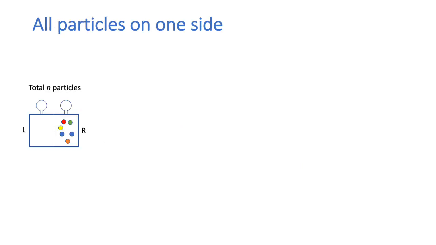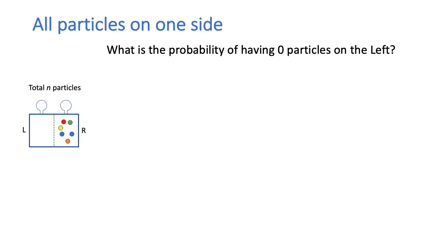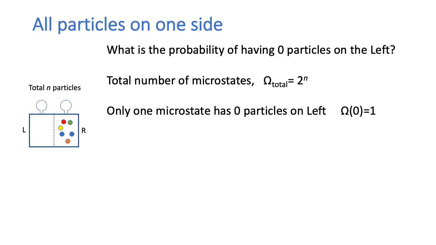To try and understand why this happens, let's look at the case where we have all the particles on one side of the container. So what is the probability of having 0 particles on the left? The total number of microstates, omega total, is equal to 2 to the power n. Now only one microstate has 0 particles on the left, so omega 0 is equal to 1. So the probability of getting 0 particles on the left is equal to omega 0 divided by omega total, which is 1 upon 2 to the power n.